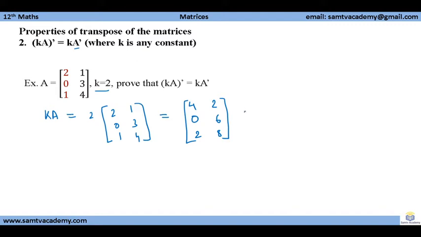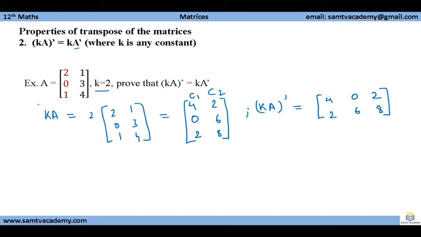So now what do we need to find? We need to find kA transpose. What is kA transpose? For kA transpose, we will make column into row. This is column 1, this is column 2. So column 1 will become row 1, that is 4, 0, 2, and column 2 will become row 2, that is 2, 6, 8. So this is kA transpose.